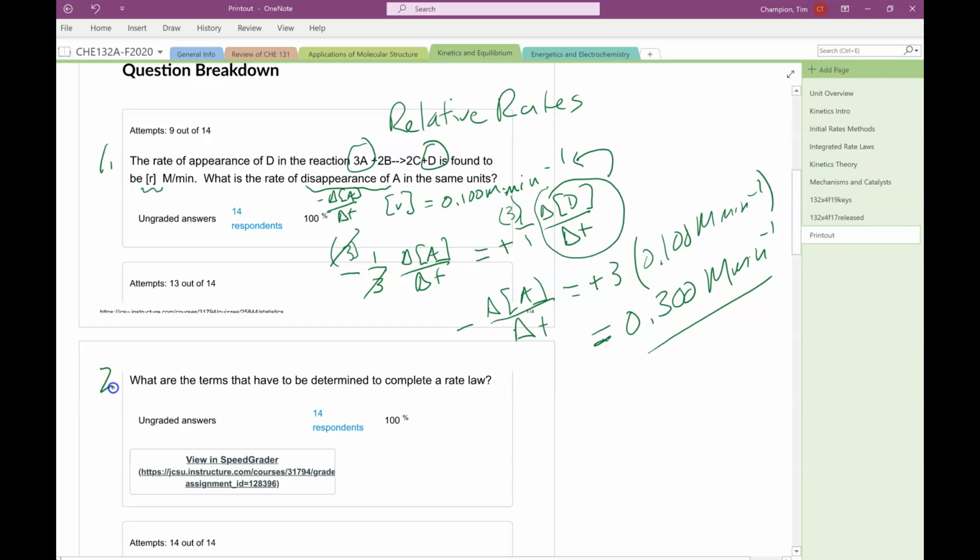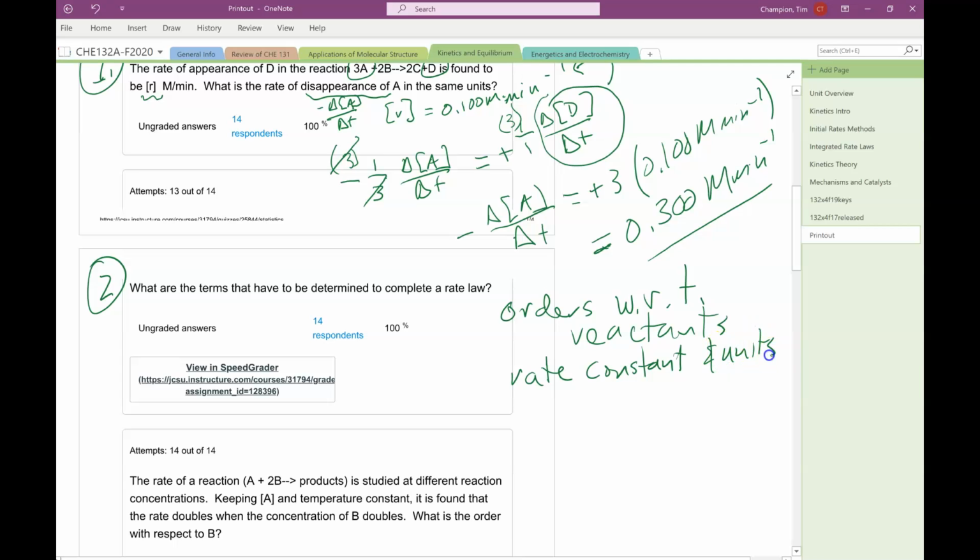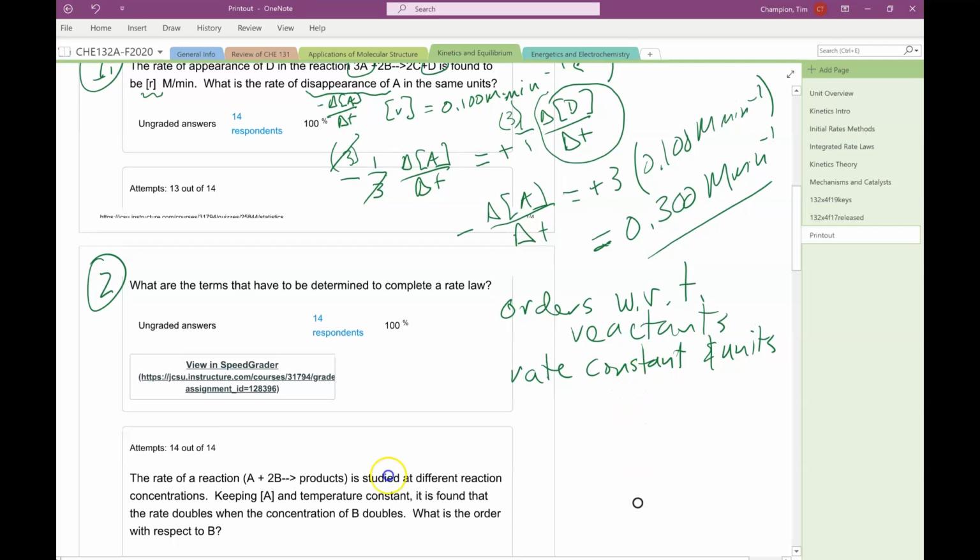Question 2, which asks you about terms to complete your rate law. Well, you need to know, basically you need to know the orders with respect to the reactants. So with respect to WRT, the reactants. And then you need to know the rate constant. Calculate that, and then of course the units that are appropriate for that rate constant, I think, are the things that I'm looking for there.